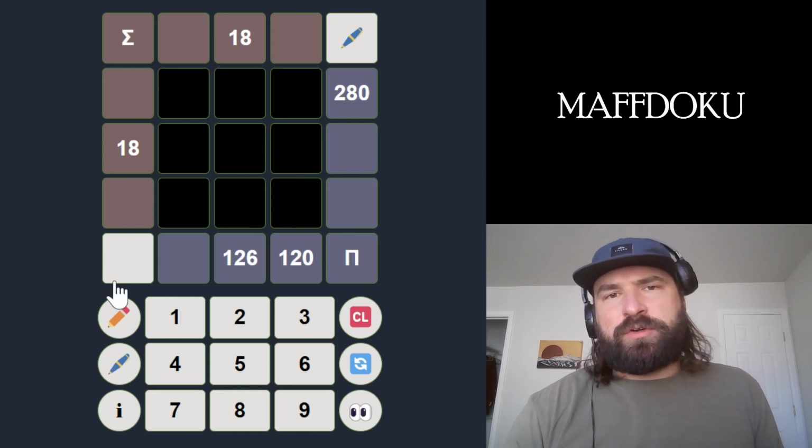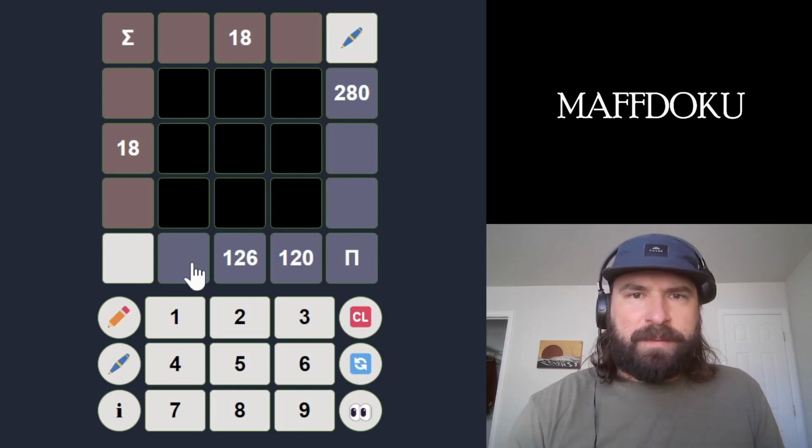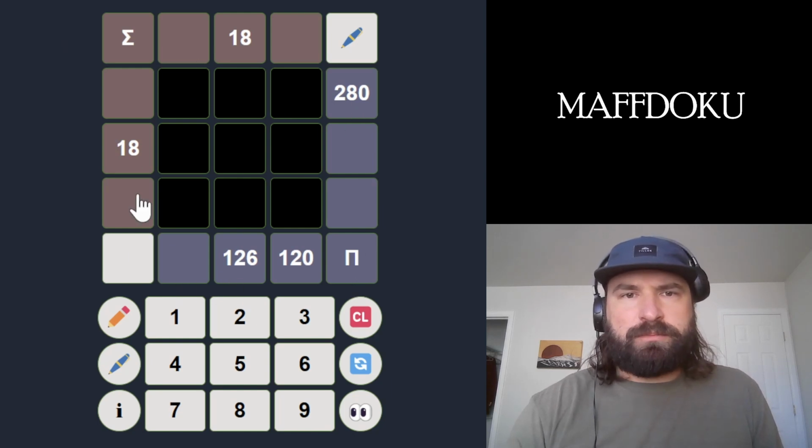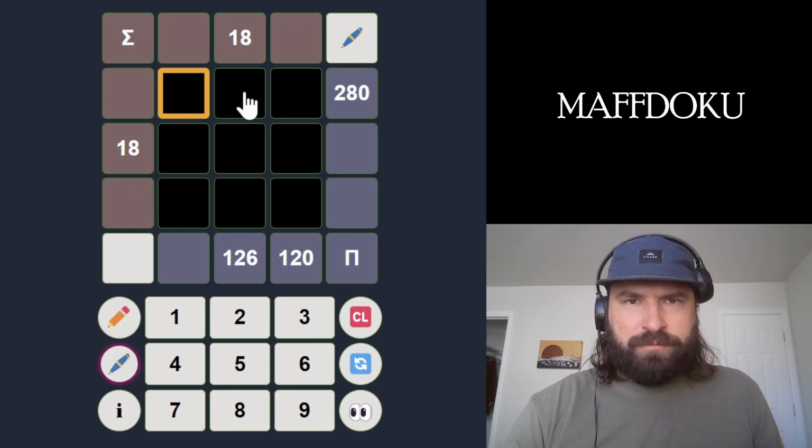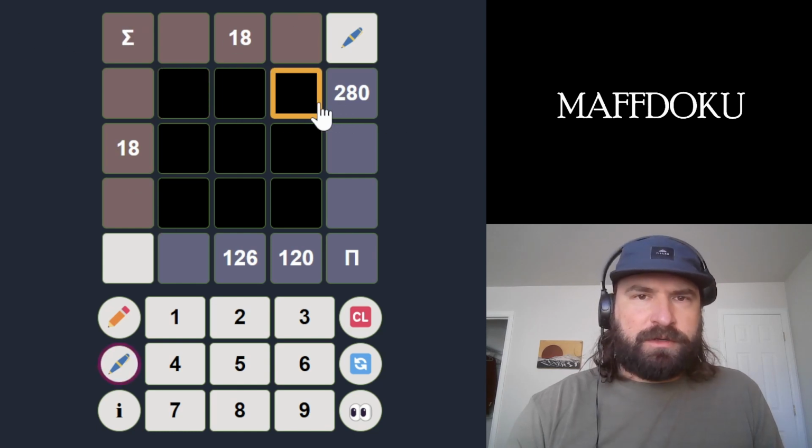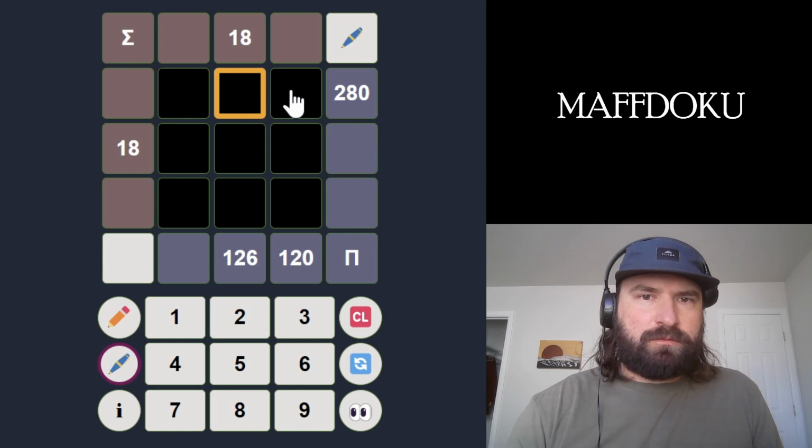All right, let's smash a Maffdoku. I got to put the numbers 1 through 9 in these black boxes. Purple clues are products, brown clues are sums. I need 3 numbers that multiply to 280. I know 7 goes into 280, which means I'm going to need 7 in this row.